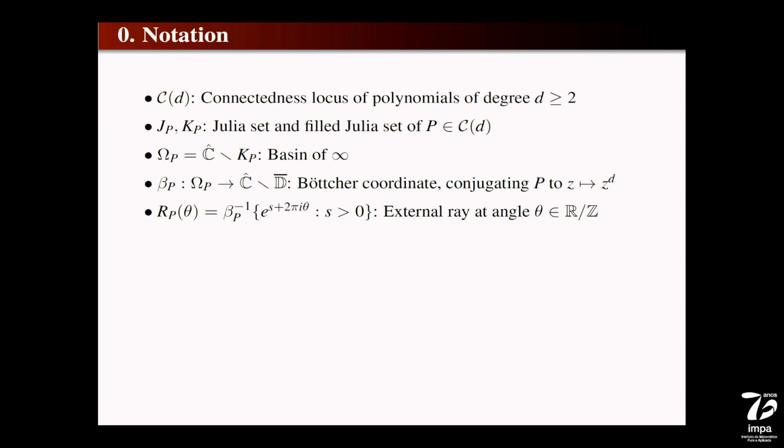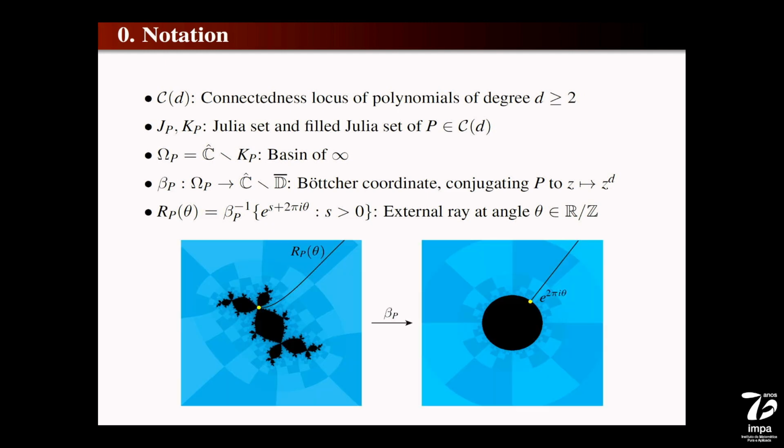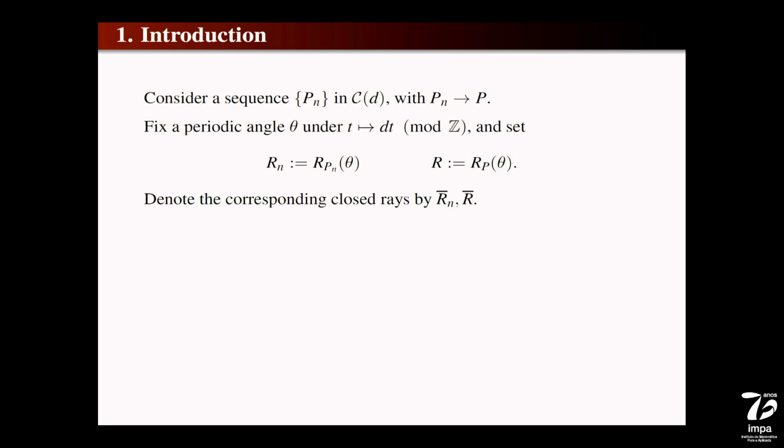And the main players are the so-called external rays. So you fix some angle theta mod 1, and the external ray at angle theta for the polynomial P is denoted by this symbol, R_P(theta), which is you just take the straight radial line at angle theta outside the closed unit disk, and you pull it back under the Böttcher coordinate. You get an embedded arc. So this is as far as the notations go. Now, let me pose the main question.